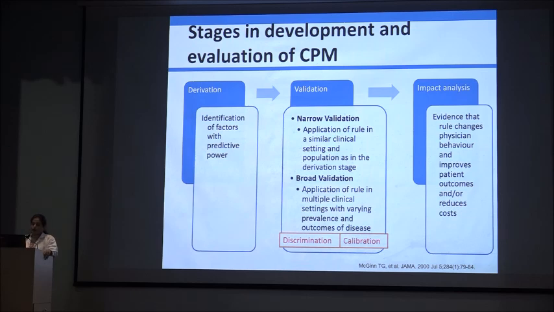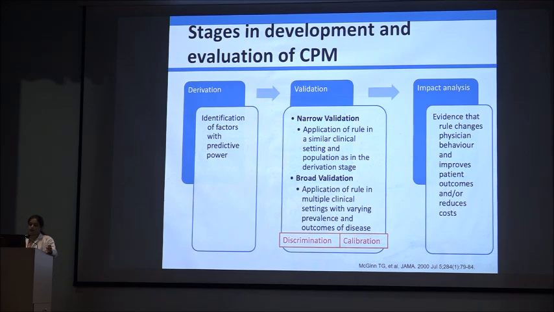So validation is typically done as firstly a narrow validation. So application of the rule or model in a similar clinical setting and population as the derivation stage. And then further, we go out and do broad validation. So application of the rule in multiple clinical settings with varying prevalences and outcomes of disease.